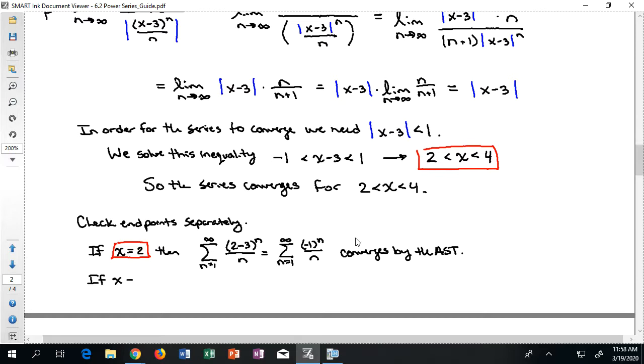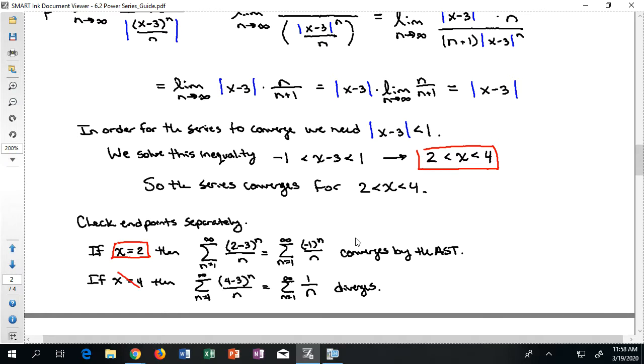I still have to check, though, what happens if x is equal to 4. If x is equal to 4, then notice my series becomes something like this. Again, I'm just plugging in 4 for wherever x occurred. Now, if I do this, in the top, I'm going to get 1 to the n, but that's always just 1. So I'm going to get 1 over n. And this, of course, diverges because it's the harmonic series. So this value is not good.